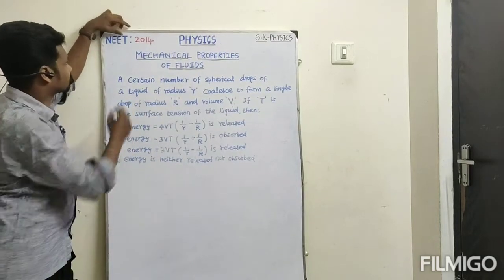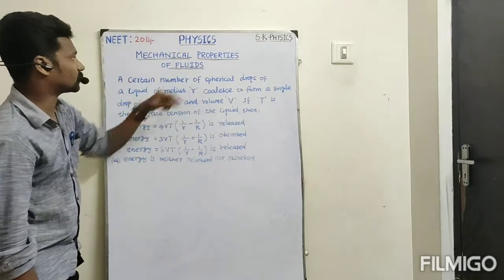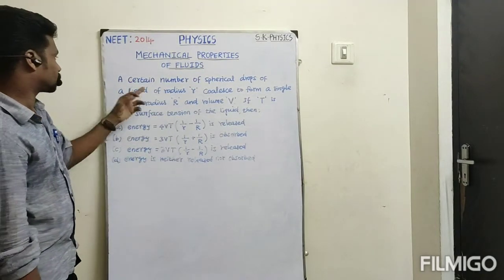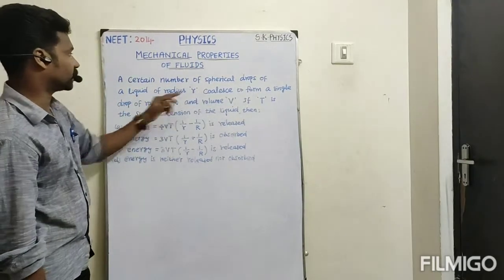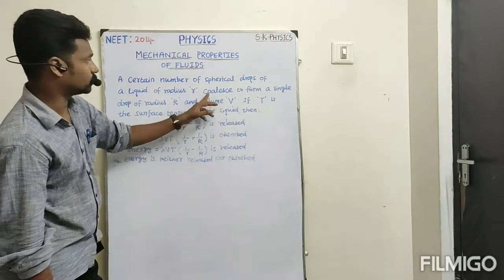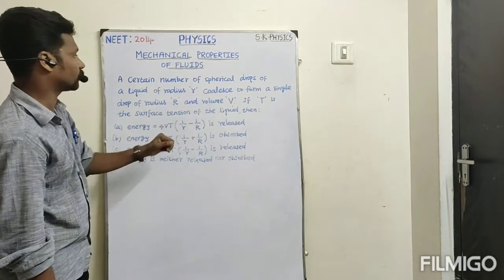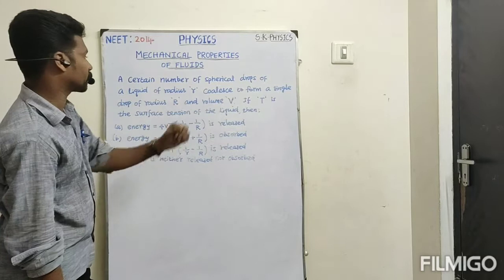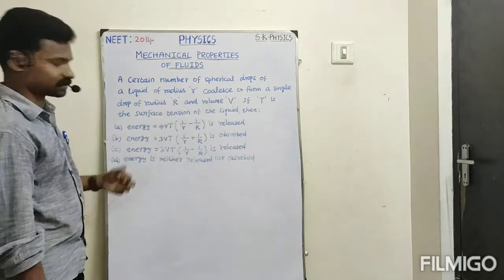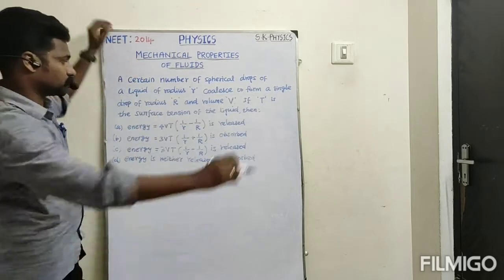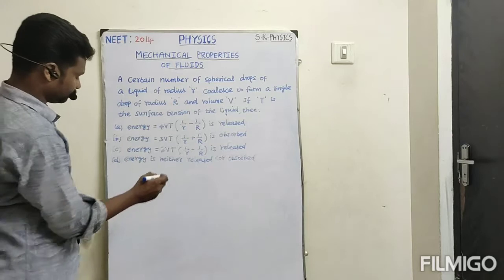Dear students, the next question, NEET 2014 from Mechanical Properties of Fluids chapter. Listen to the question. A certain number of spherical drops of a liquid of radius r collect to form a single drop of radius R and volume V. If T is the surface tension of the liquid, then the energy is asked. Okay, so just remember that, you know very well.